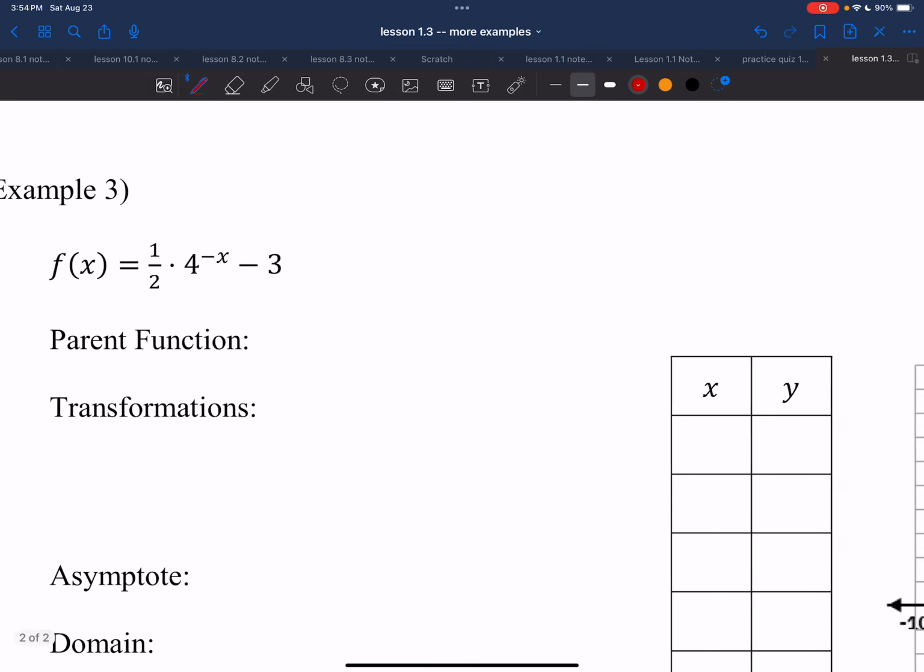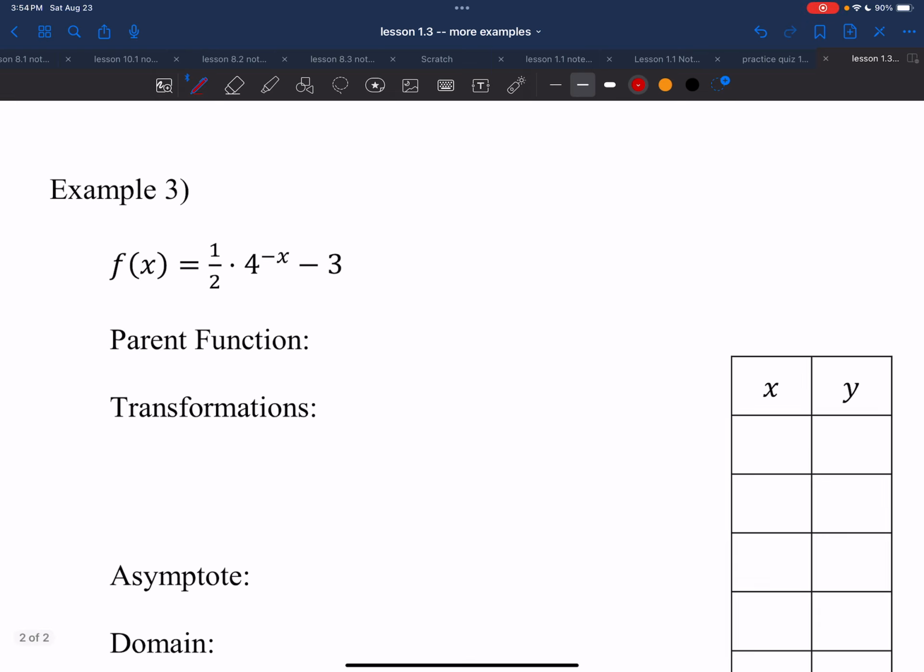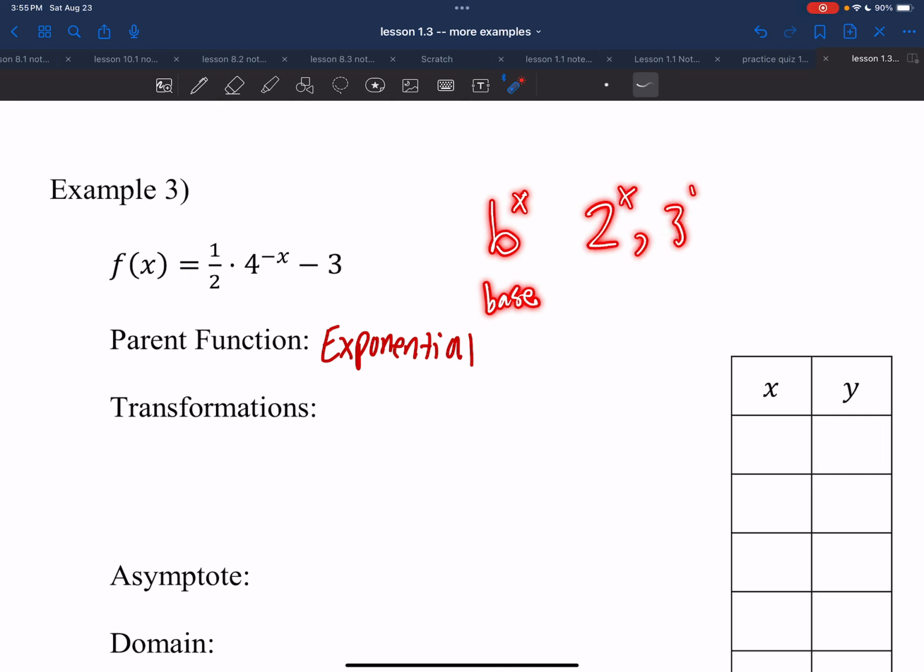So the parent function, right, is exponential. So what's giving this away? Exponential functions are of the format b to the x. When I say b, I'm talking about a base, right? Which means you pick a number. So it's like 2 to the x, it's 3 to the x, it's 4 to the x, it's 10 to the x, right? Any one of those is an exponential function.